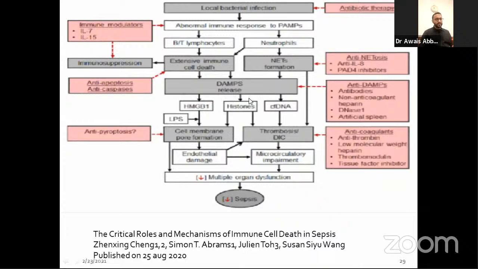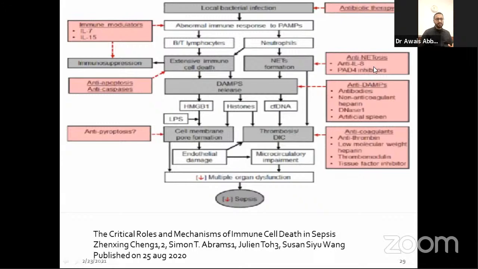What DAMPs then do is cause microangiopathy, they cause thrombosis, they lead the patient towards DIC, they cause cell membrane pore formation, endothelial damage, and microcirculatory impairment. When all these things combine together, they lead the patient to multi-organ failure and sepsis. One important thing to see here is that there are multiple interventions that we can do to prevent the patient from sliding down into multi-organ dysfunction.